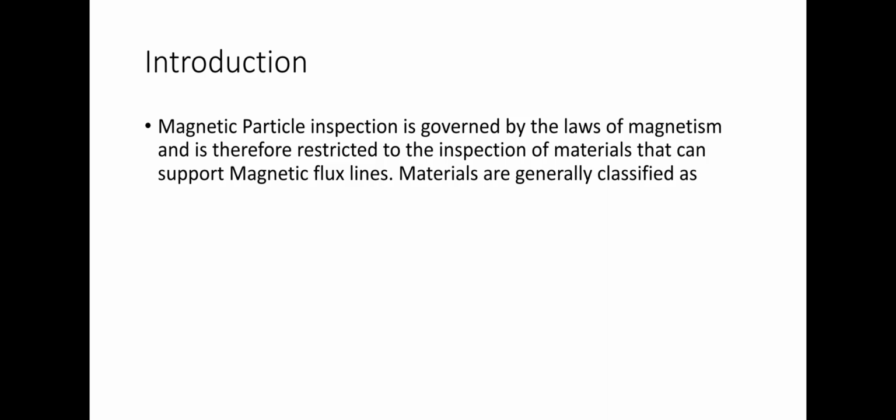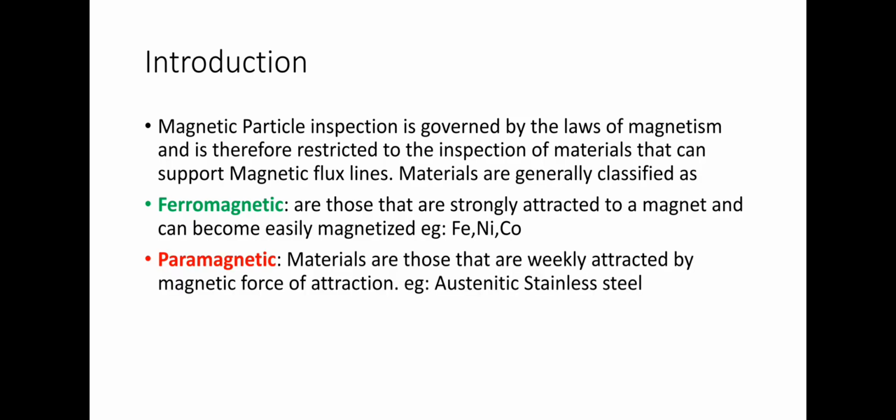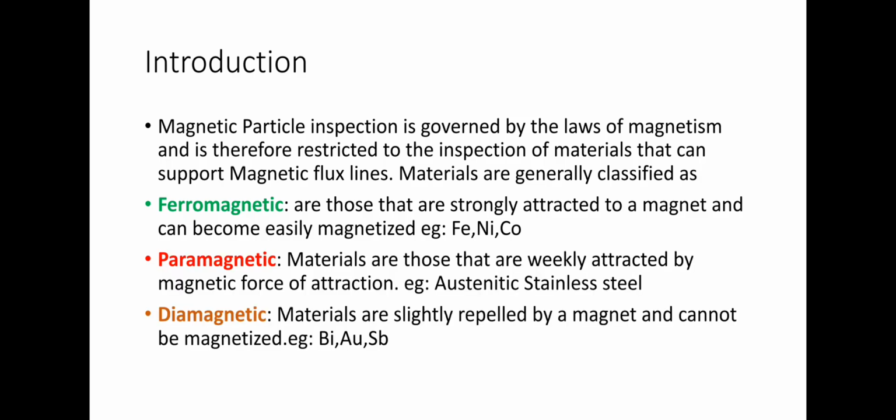Materials are generally classified as ferromagnetic, paramagnetic, and diamagnetic. Ferromagnetic materials are those that are strongly attracted to a magnet and can become easily magnetized. Examples are iron, nickel, and cobalt. Paramagnetic materials are those that are weakly attracted by magnetic force of attraction. Diamagnetic materials are those slightly repelled by a magnet and cannot be magnetized.